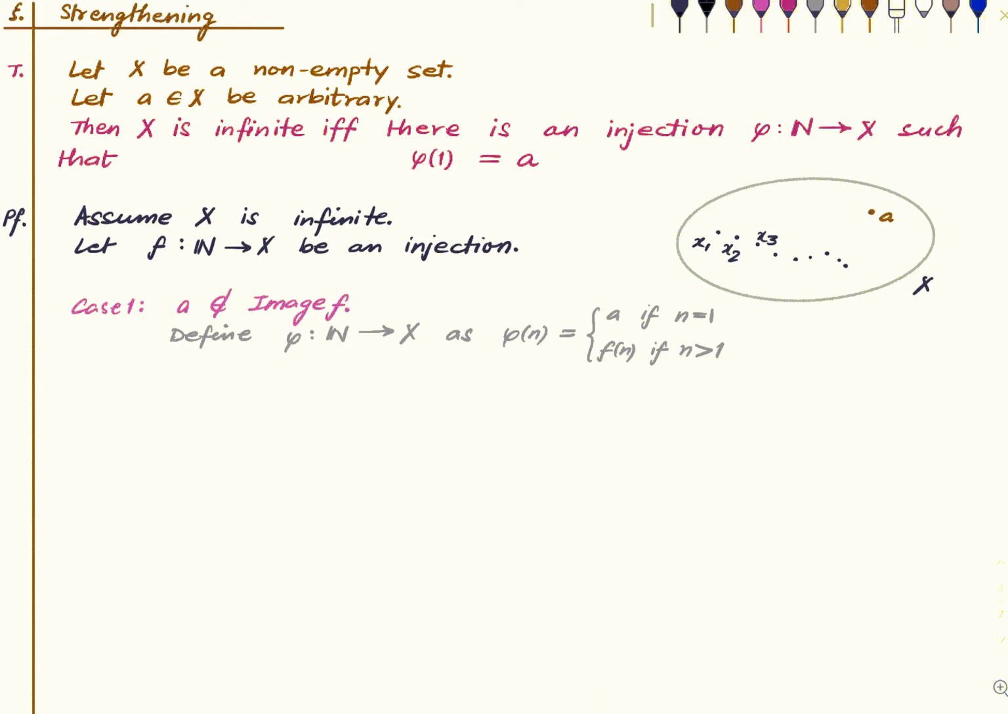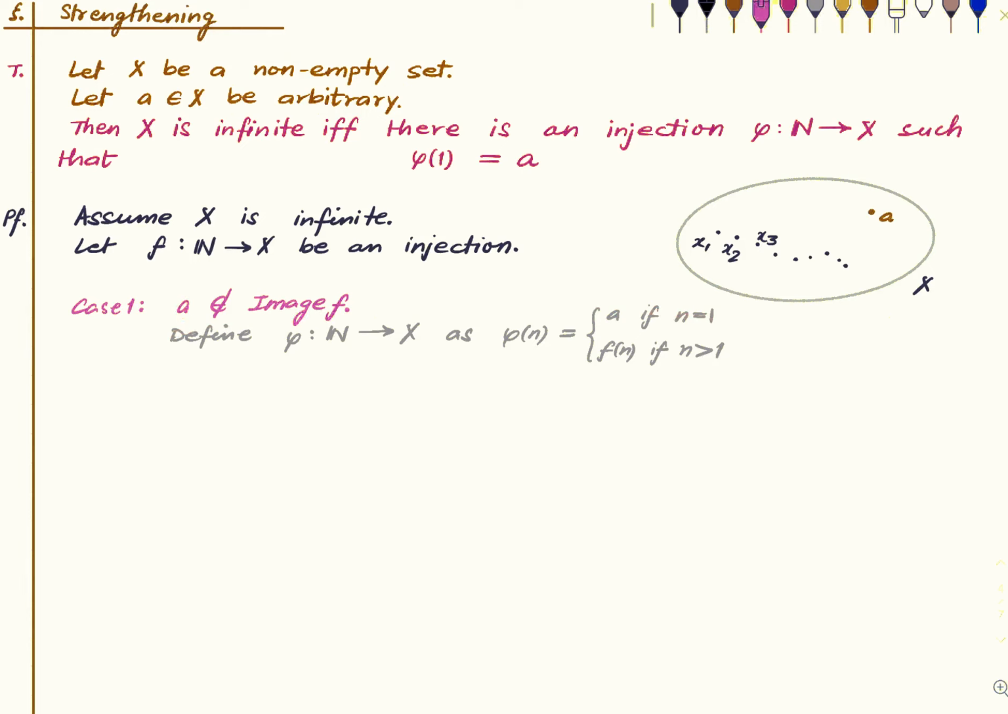Clearly phi is injective. Why is it injective? Well, it is first of all injective on this range. Whenever you feed two natural numbers which are both greater than 1, clearly they have distinct image simply because f is injective. And the image of 1 cannot clash with any of these because A was not in the image of f. So just justify for yourself that phi is injective. And by definition, phi of 1 is equal to A. So this finishes the proof in this case. If A is not in the image of f, we are clearly done.